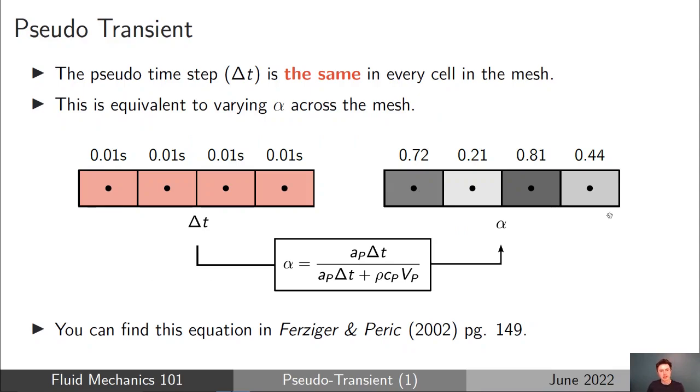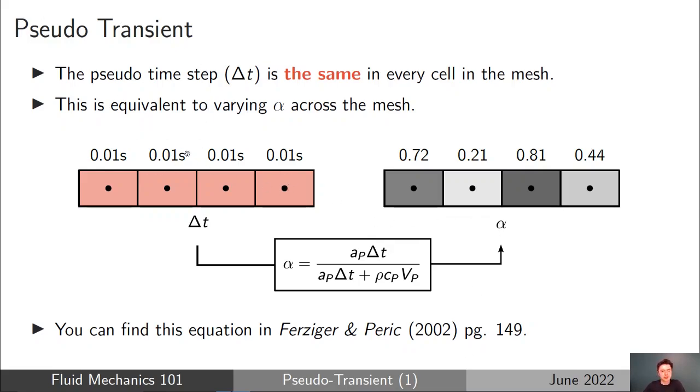Another way of thinking about how the pseudo-transient approach links with the relaxation approach is that what we're doing here is specifying a constant pseudo-time step for all the cells in the mesh. And this is equivalent to actually having a relaxation parameter alpha that varies across the mesh. The relationship between these two equations I derived in the previous set of lectures, but if you want the reference for how these terms are linked, you can look in the textbook by Ferziger and Peric, and you can find this on page 149 for yourselves.